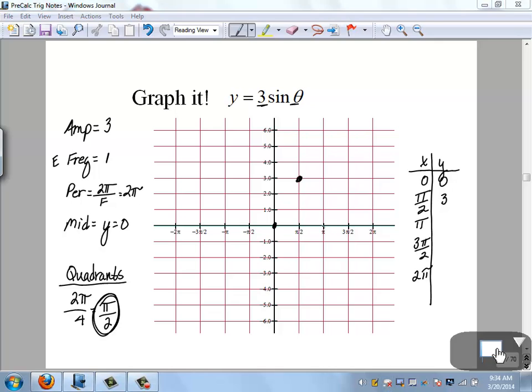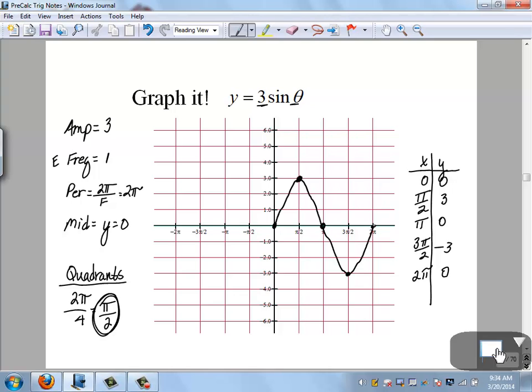Comes back down to 0 at pi. At 3 pi over 2, it's going to go to negative 3. And at 2 pi, it goes up to 0. So we're going to practice in class so you can get this set up, but you actually can graph this whole thing. Now, when I go to graph this, I'm going to try to do it nice, swinging an arc through this as best you can.